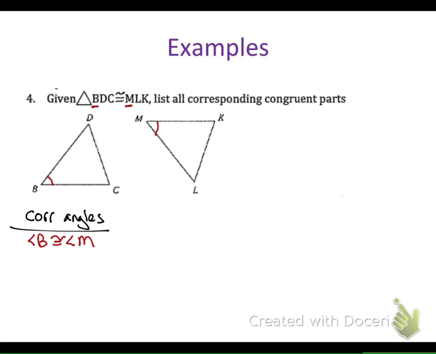We're going to go on to our middle, which is D and L. So we see that angle D is congruent to angle L, and those are corresponding. And our last one is the last position, and that is C and K. And we see that angle C is congruent with angle K. Does anybody have any questions on how we got these angles?